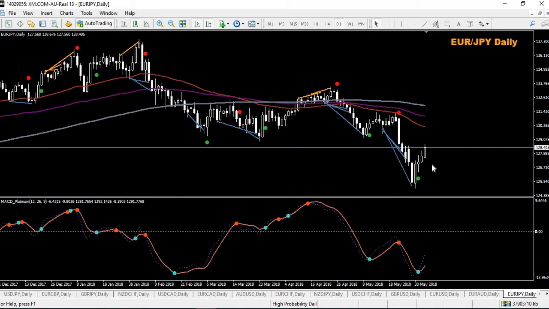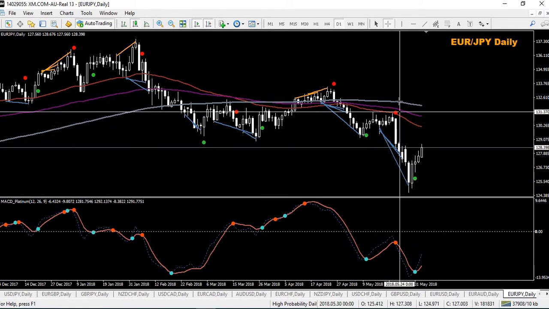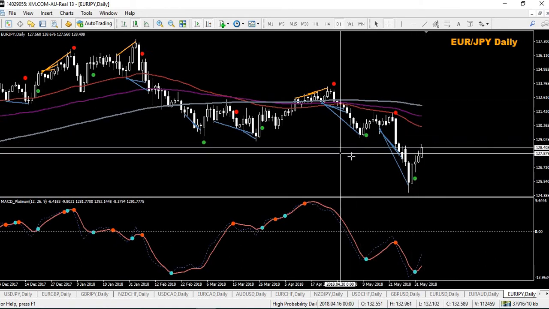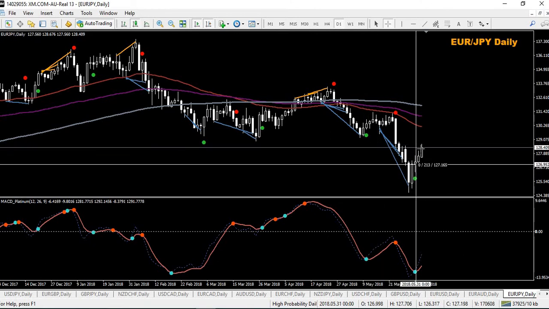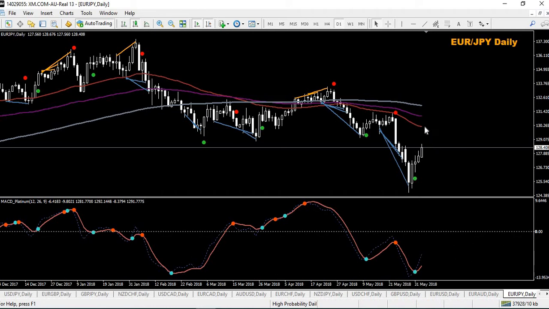Euro yen, another one. The MAs were down, had no obvious divergence. I didn't want to take that trade, but that's a signal there, and it's gone up 178 pips, but it just didn't fit my rules. I wasn't comfortable with it, so I didn't take it. Let's go further along here. What have we got?